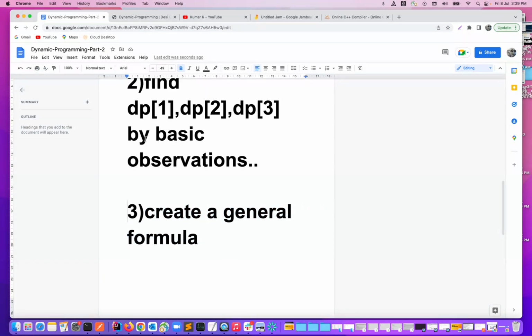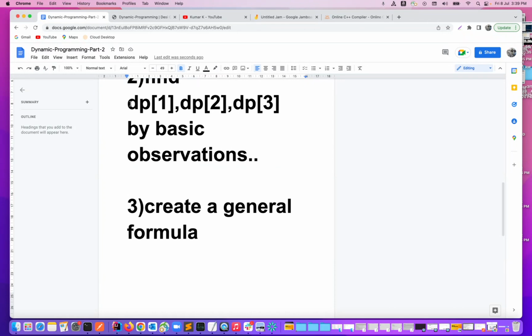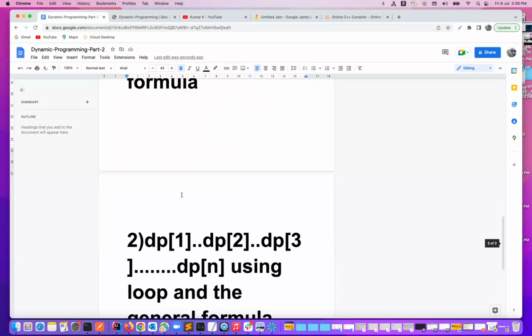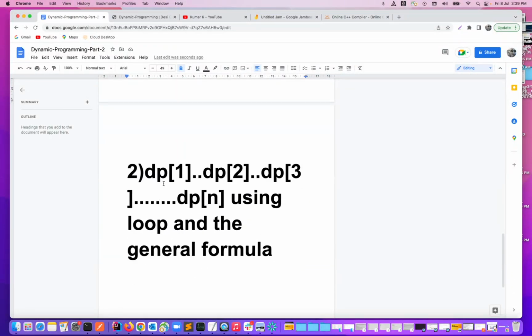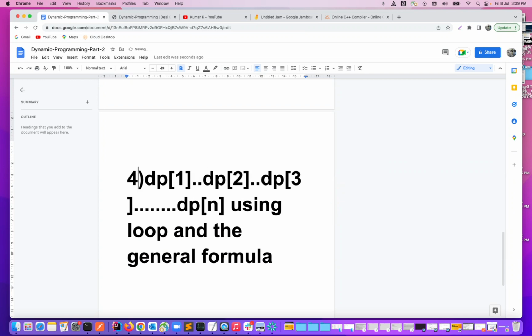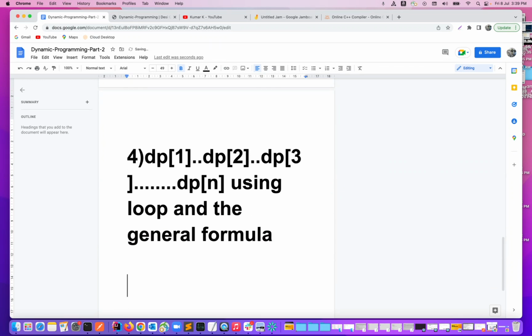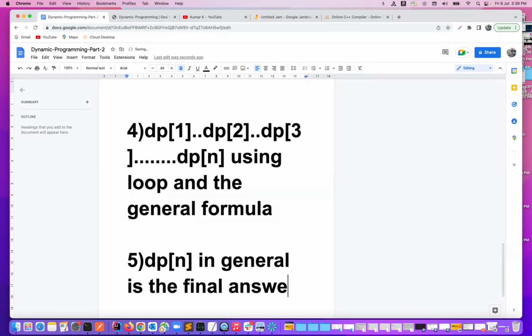So step number 2 was to calculate dp of 1, dp of 2, dp of 3 by basic observations, and step number 3 is to create a general formula. Once the general formula is created, we can calculate all the dp values from 1 till n using a loop and the general formula. This is step number 4. And step number 5: dp of n in general is the final answer. It can be any dp value which we need in the final answer, but in general dp of n will be the final answer.